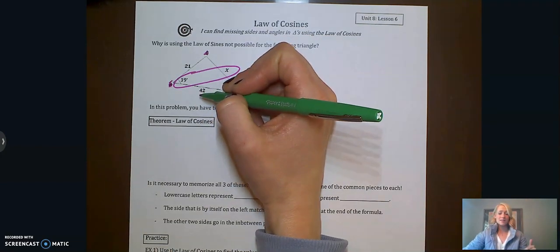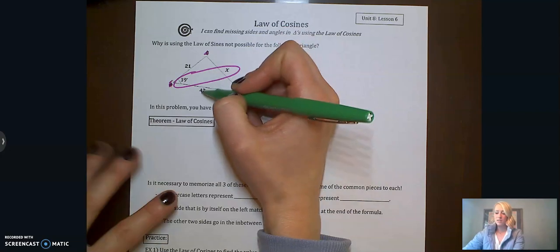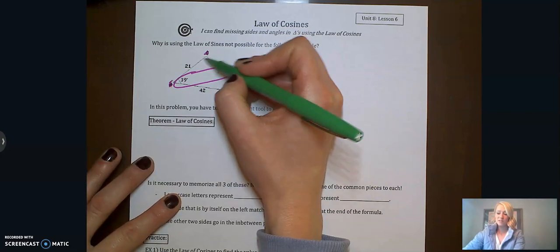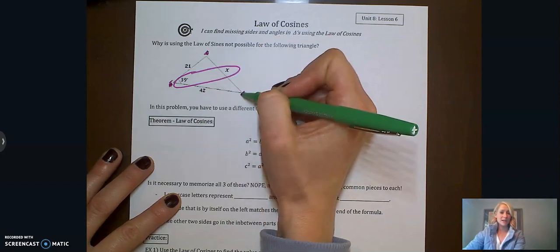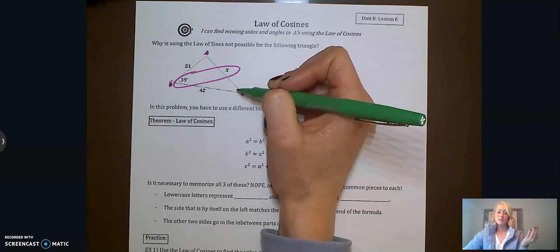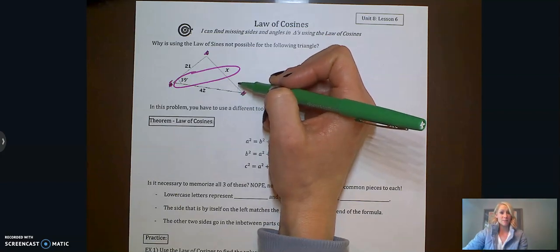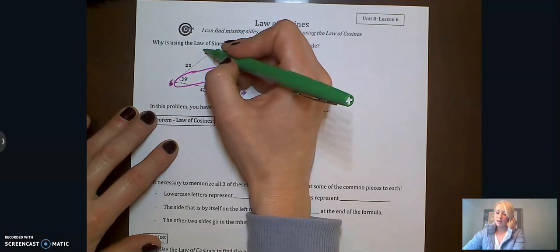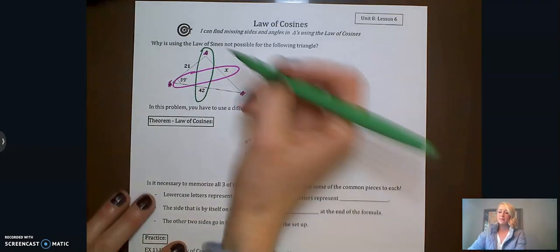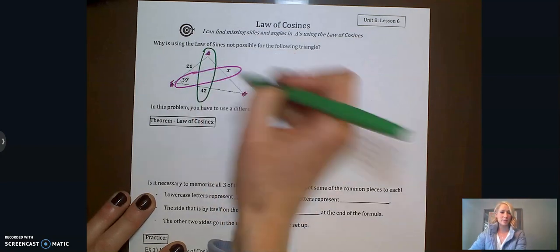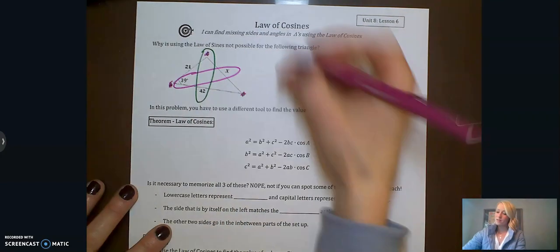They're both side lengths. So maybe I just looked at 42. 42 goes with this angle C right here. 21 goes with this angle B right here. I can't find either of those angles thinking 180, and I don't have them. So for the sake of showing you why law of sines won't work here, let me just say that I'm going to circle that pair. It would work out the same way if I circled the other pair, but watch what this looks like.